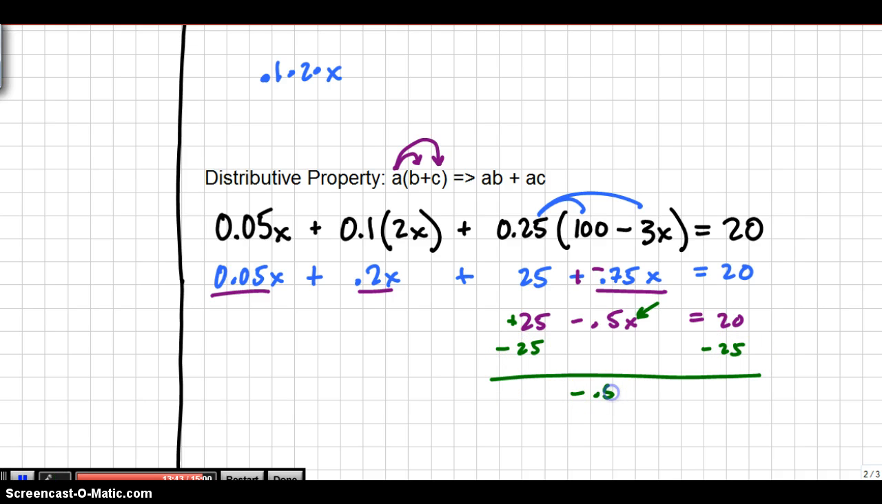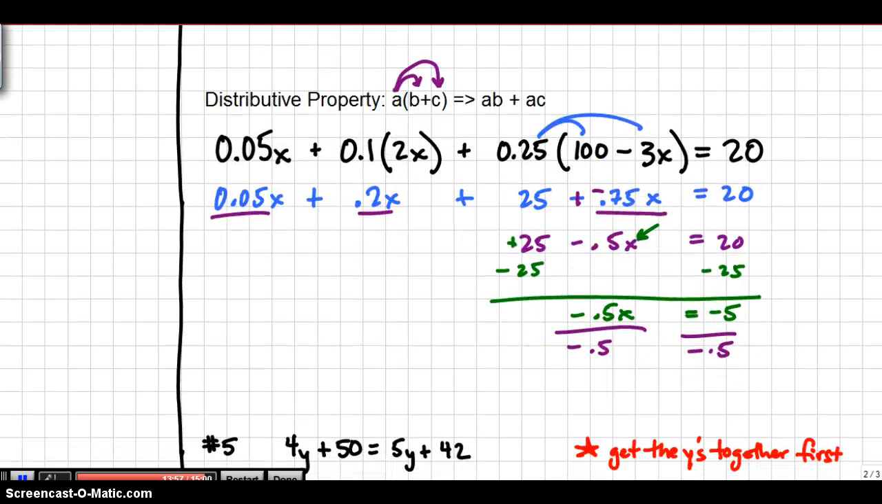The negative 0.5x drops down, and we have negative 5 here. To get rid of the negative 0.5 next to the x, just like we've been doing, we're going to divide by negative 0.5. Keep in mind here that you should be getting a positive answer. Negative divided by negative is positive, and so our answer there is 10.